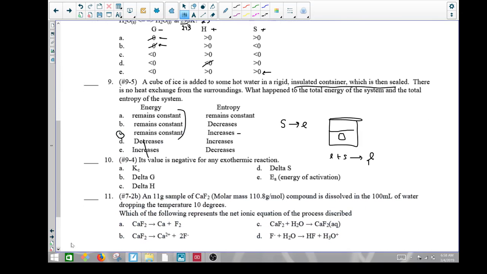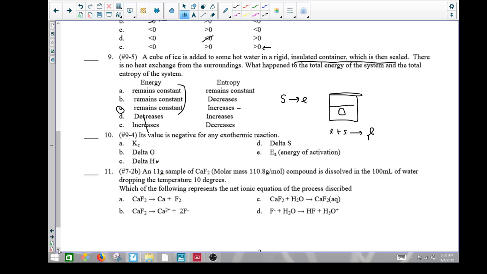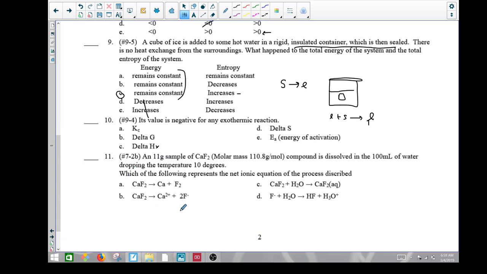This value is negative for any exothermic reaction. Pretty easy, too. Low level, either way. Gotta have some of those, I guess.